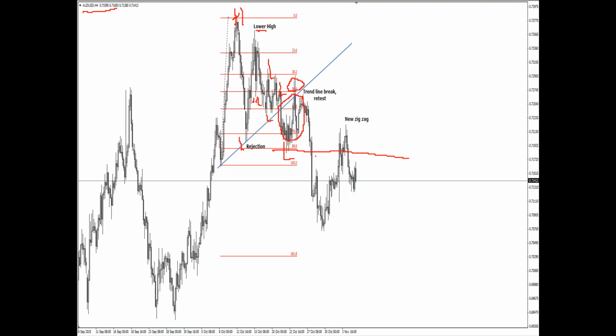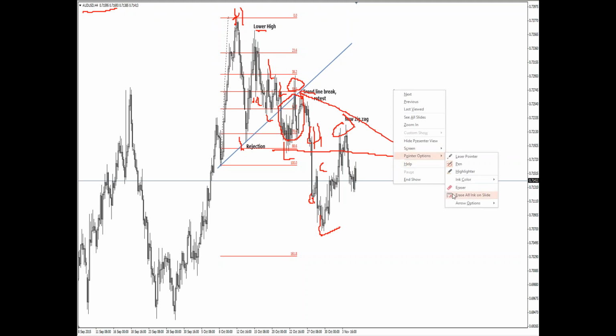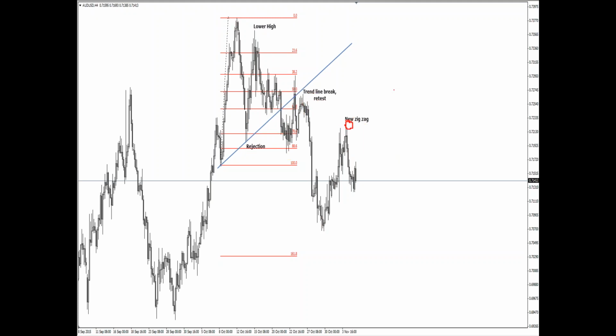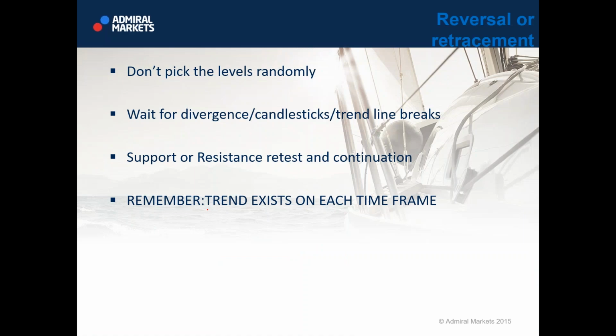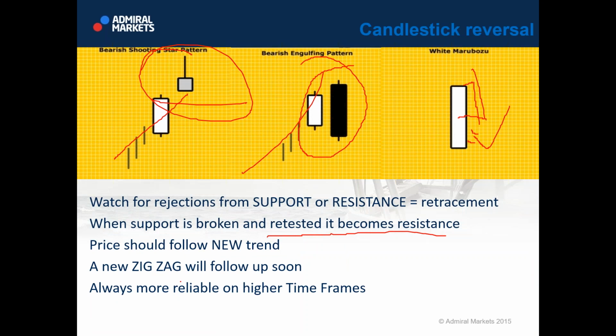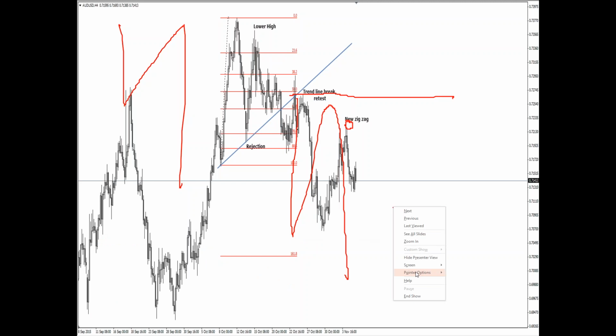And now look at this, what happened. High, lower high, okay, then lower low, lower high, lower low. Another retracement which is indeed lower than this point here, okay. So this retracement is still beyond this price rejection. So this is bearish inverted N. What did I say here? A new zigzag will follow up soon. Okay, the price is following a new zigzag.